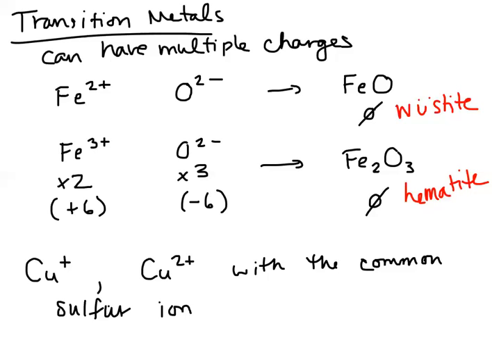Alrighty. Cu+, how does it combine with sulfur? Yeah, so what's the charge on sulfur when it becomes an ion? 2 minus. So in order to cancel out the 2 minus, you need 2 plus, which means it's going to be Cu2S. And then what about the Cu2+? Just CuS.